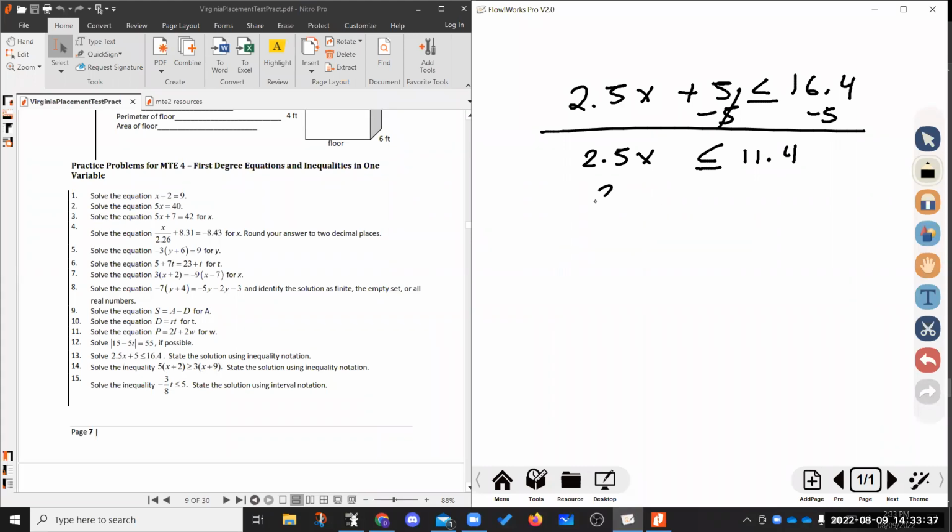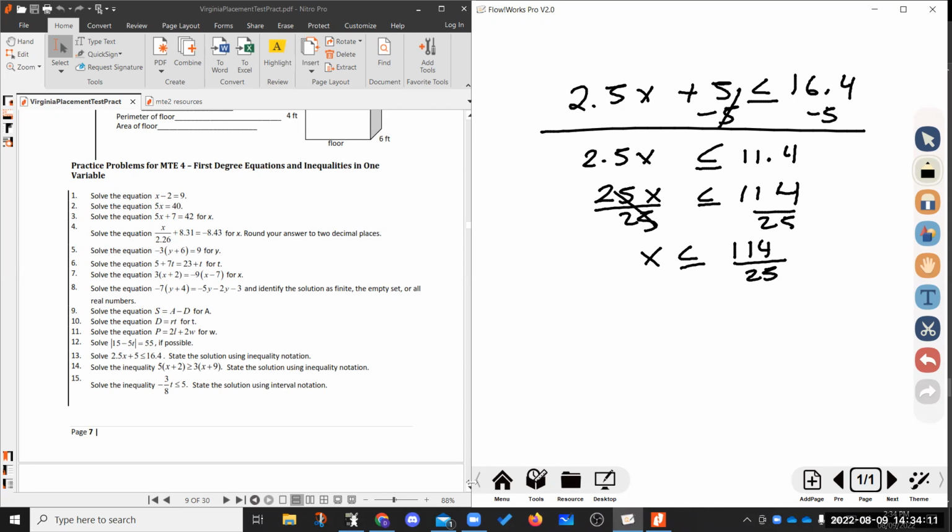I don't like the decimals, so I'm going to multiply both sides by a positive 10. And that gives me that I'm going to divide both sides by positive 25. So x is less than or equal to 114 over 25. 25 is only divisible by 1, 5, and 25. None of those numbers go in there exactly. So I am done. That's my exact answer.